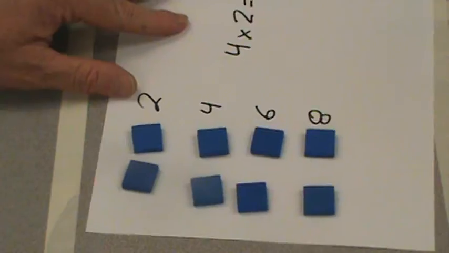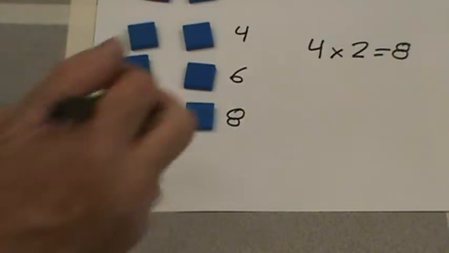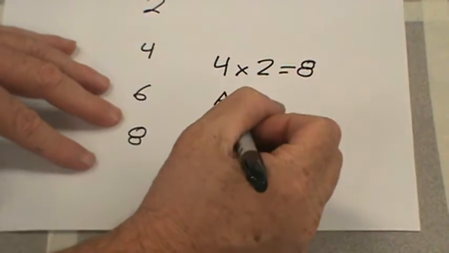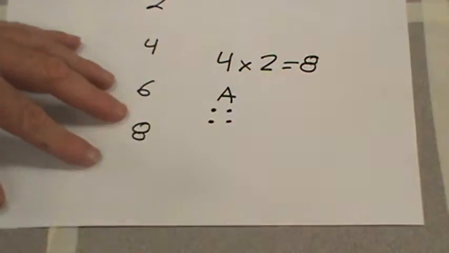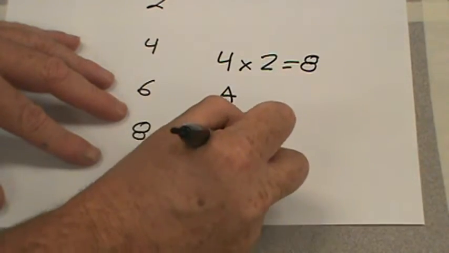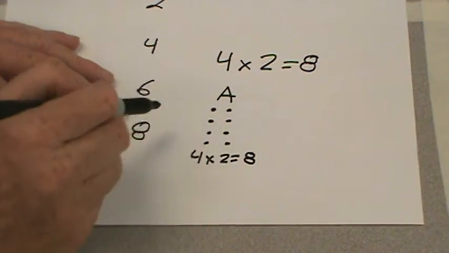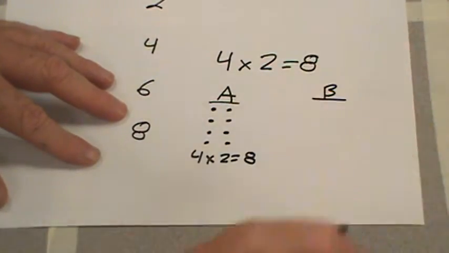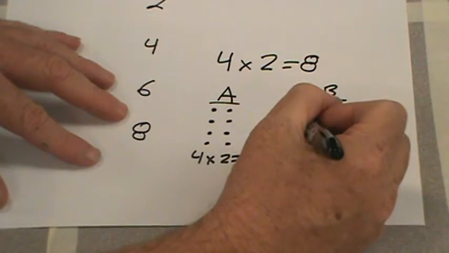We're going to show that using dots now too, okay? Let's go ahead and do it. We could get rid of our discs. I don't think we're going to be using them for a while. We'll call this A, and it goes just like this. 1, 2, 3, 4, 5, 6, 7, 8. That is 4 times 2 equals 8. Now let's try method B. And this will be 2 times 4.